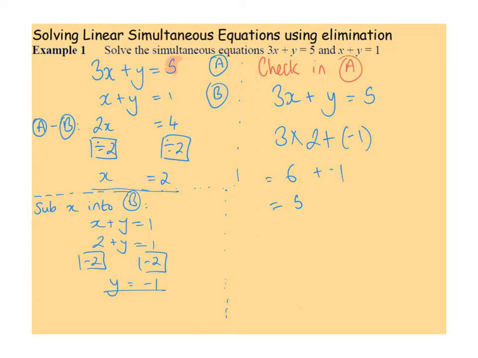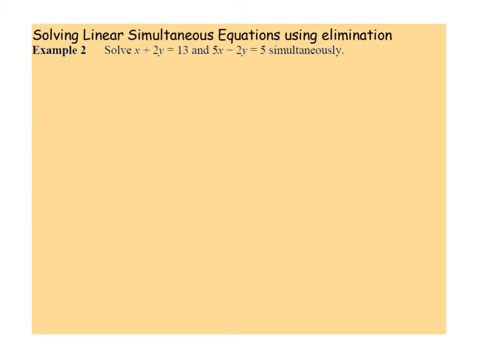So I know that this is correct. And so I know that this and this were the right solutions. And so I might then, as a final line, write when x equals 2, y equals -1. And that's the pair of simultaneous equations solved. Okay, onto a slightly more complex pair of simultaneous equations.